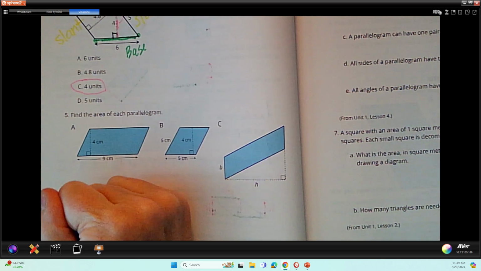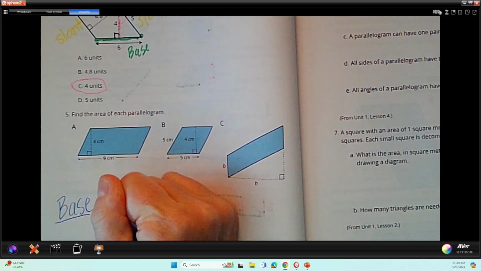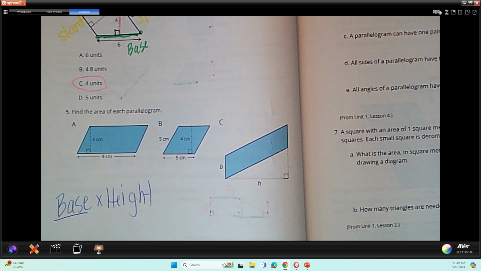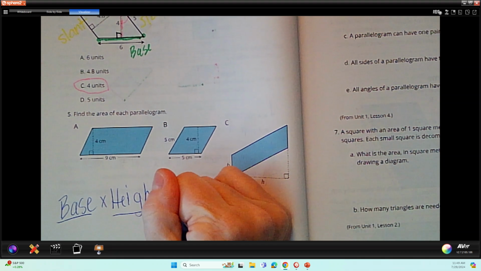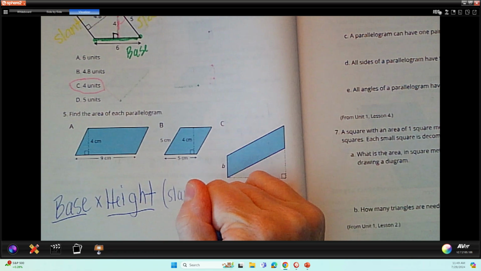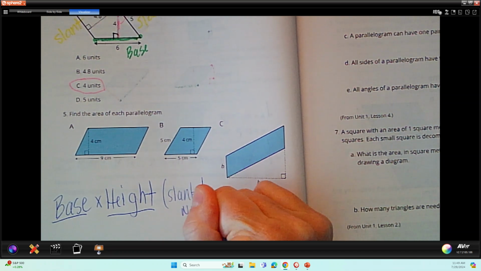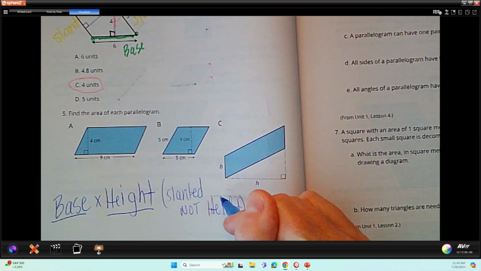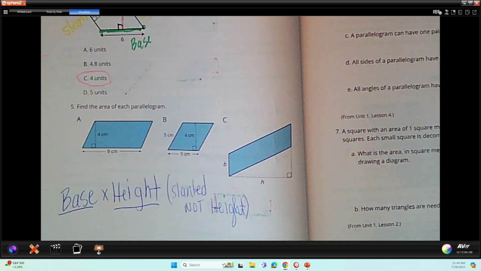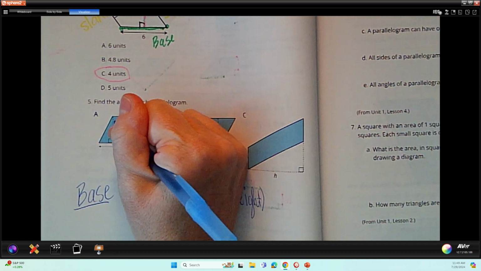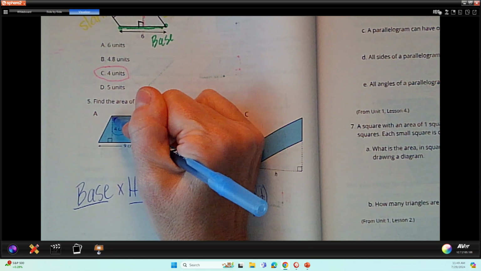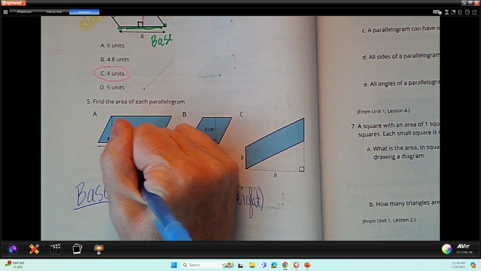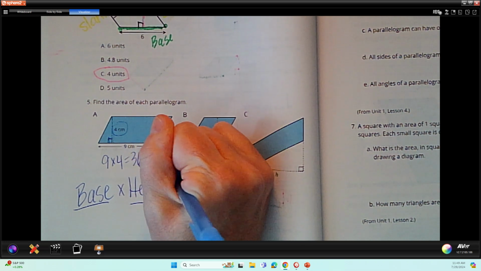Remember the parallelograms, because they're just like rectangles, base times height. That's all we need, okay? Base times height. Just remember the slant is not the height. That's the key. Slanted, not height, okay? That's like the only thing you really have to remember with parallelograms, that the slanted line is not the height. Okay, so we've got the base 9, height 4. How do I know that that 4 is the height? Because it makes that perpendicular line with the base. So 9 times 4, 36 centimeters squared.